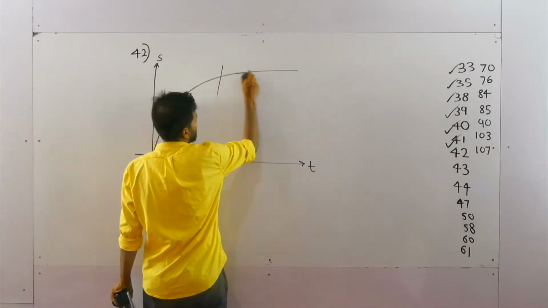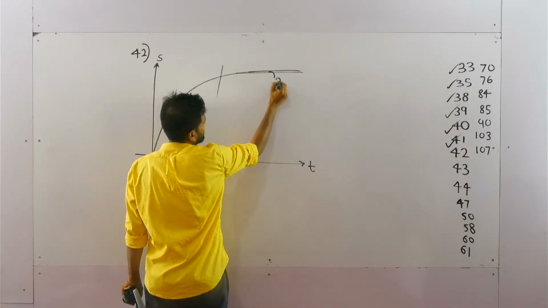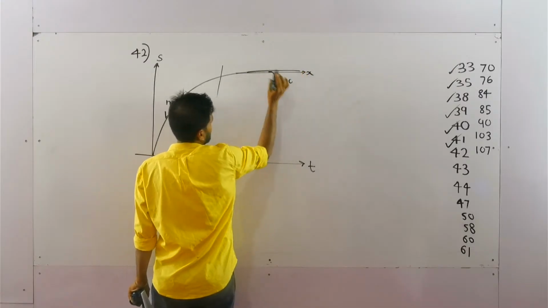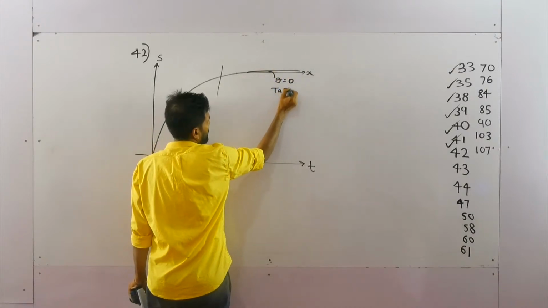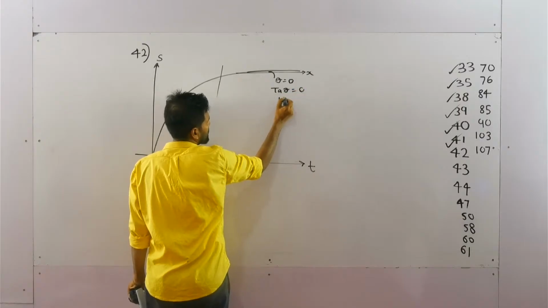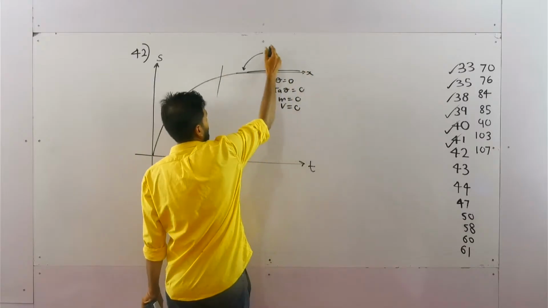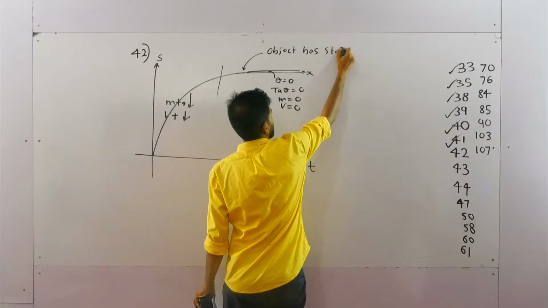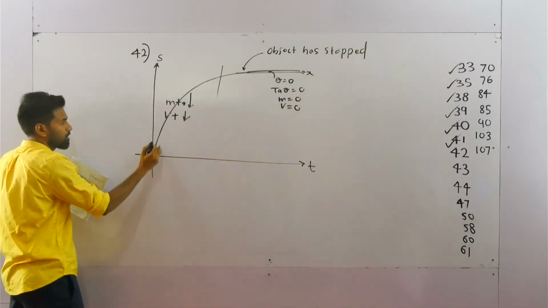And from here, the graph is lying along the positive x-axis. So the angle in between the x-axis and the graph is 0. So tan theta is equal to 0. The gradient is equal to 0. So the velocity is 0. That means in this case, the object has stopped.